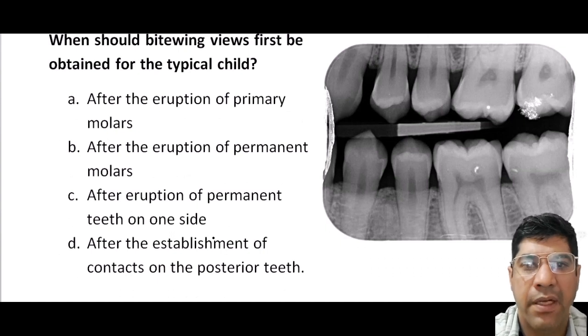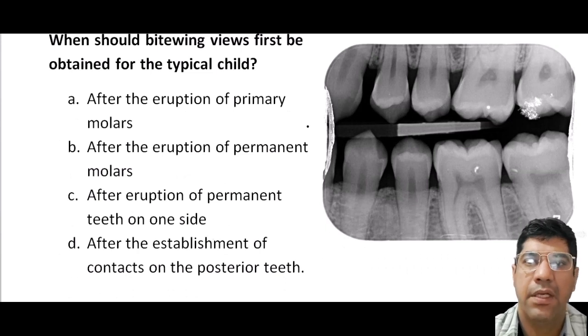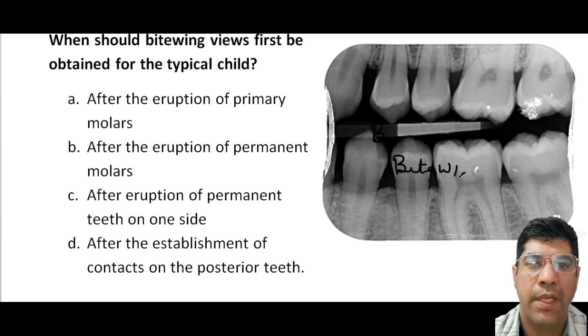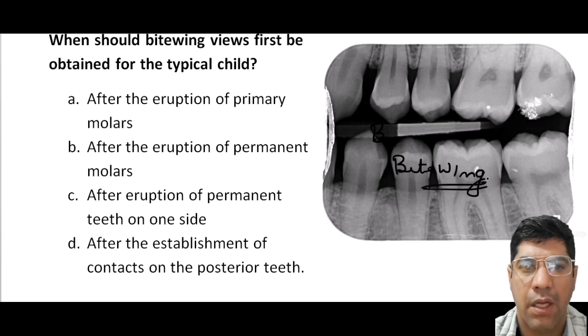When should bitewings first be obtained for a typical child? Well, we know bitewings are commonly used in dentistry to assess the contact points between the adjacent teeth and detect any cavities. So in order to obtain accurate bitewings, it is necessary to wait until there are stabilized contacts between the posterior teeth.